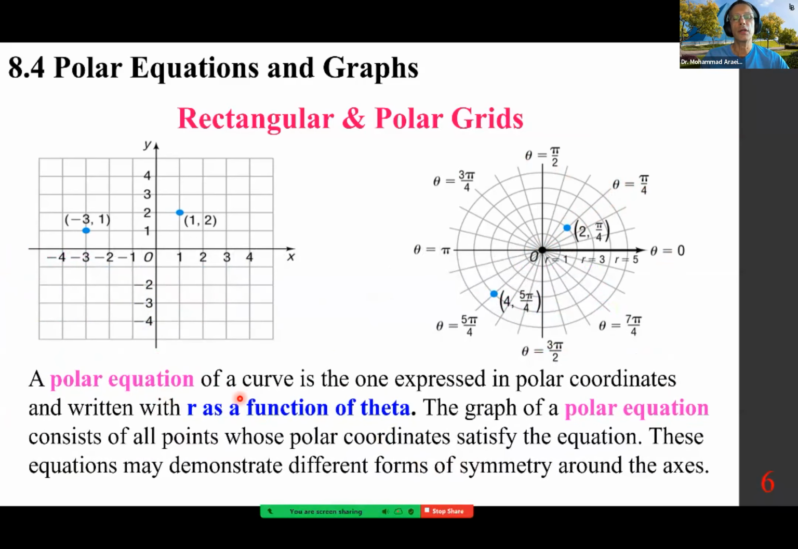A polar equation of a curve is the one expressed in polar coordinates and written with r as a function of theta. The graph of a polar equation consists of all points whose polar coordinates satisfy the equation. These equations may demonstrate different forms of symmetry around the axes.